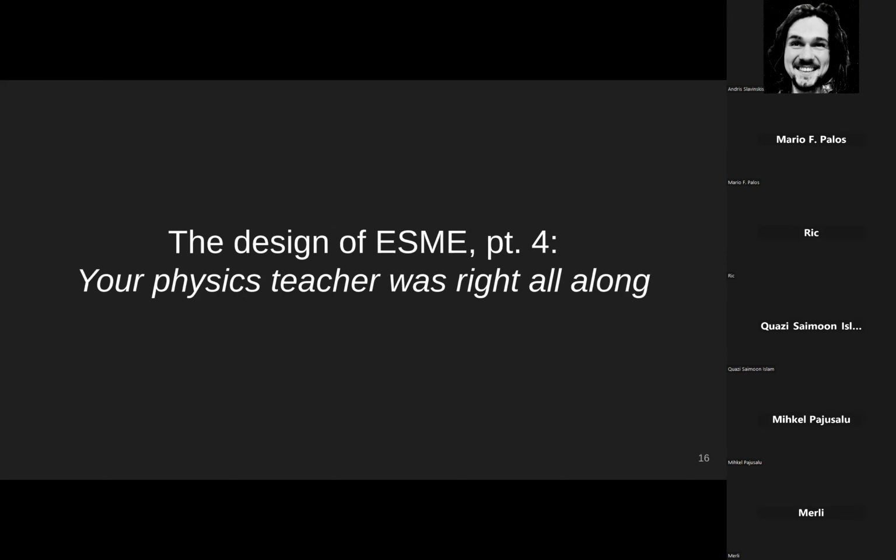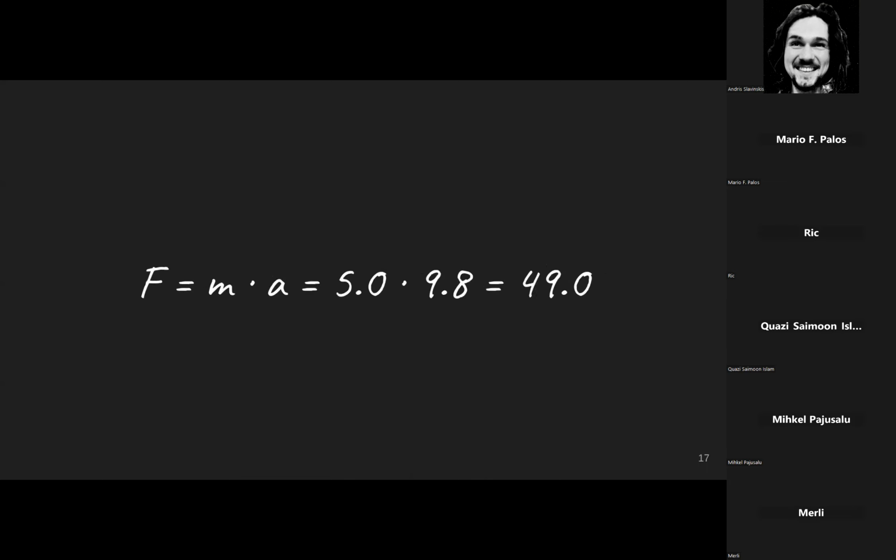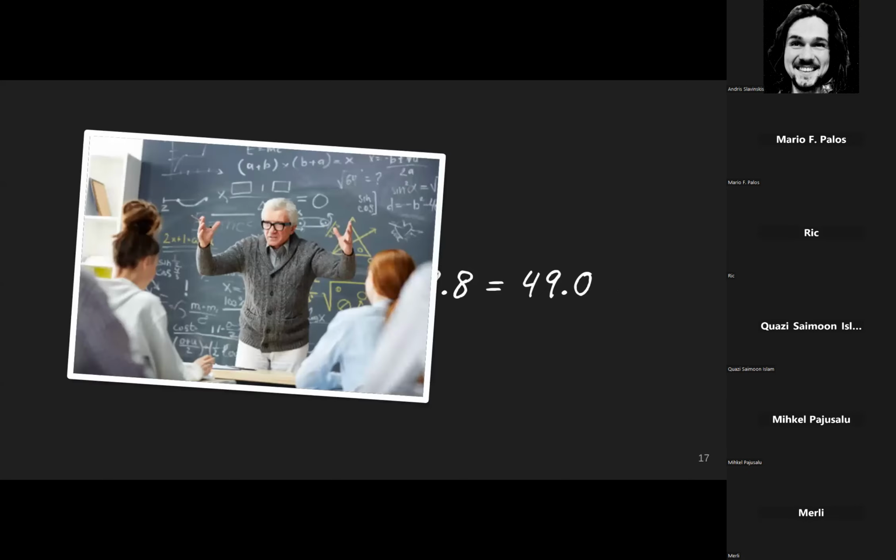And another design point of ESME is the discovery that your physics teacher was right all along. Let me explain. So imagine that you're back in school or high school or wherever, and you have to calculate the force, and you might have done something like this, right? You take mass and the acceleration, you multiply it, you even remember to add the trailing zero, you remember it's important, and everything is in the International System of Units, so it's fine. And then your physics teacher, who probably looked like this, comes and says, 49 what?